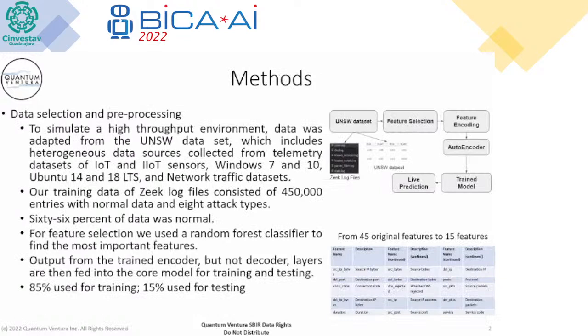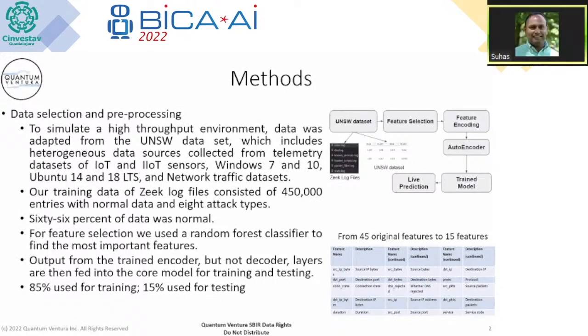So first we'll start with some data to simulate the high throughput environment. Data was adapted from the University of New South Wales dataset, which includes many data sources like IoT, Windows, and Linux data. And then there's an early feature extraction called Zeek logs, which monitor the packets. With that, we had about 450,000 entries. 66% of this data was normal, and there were 9 attack types.